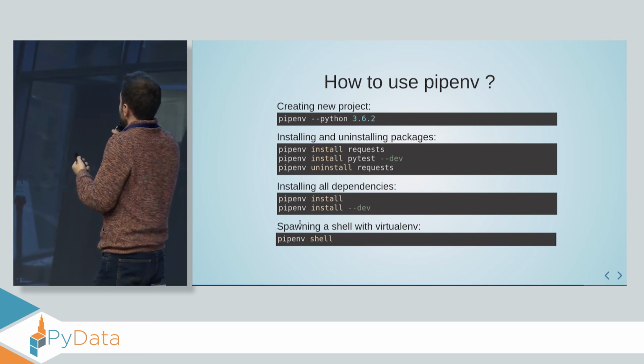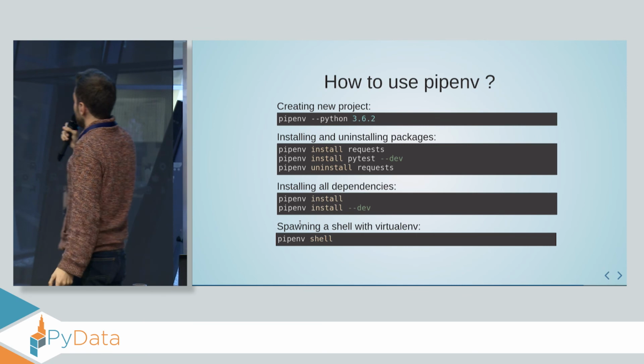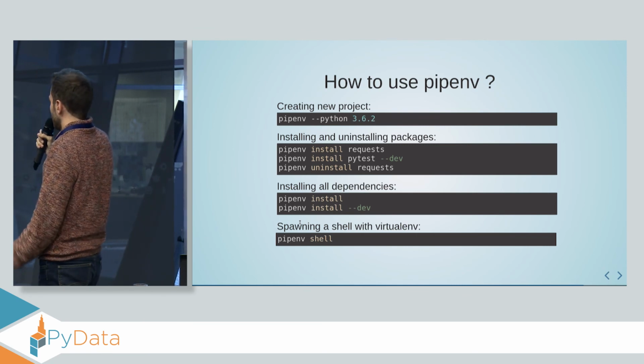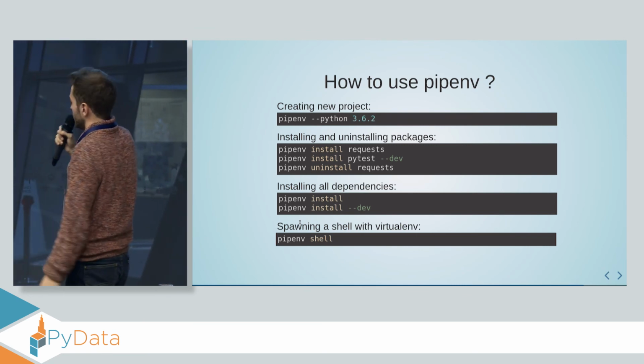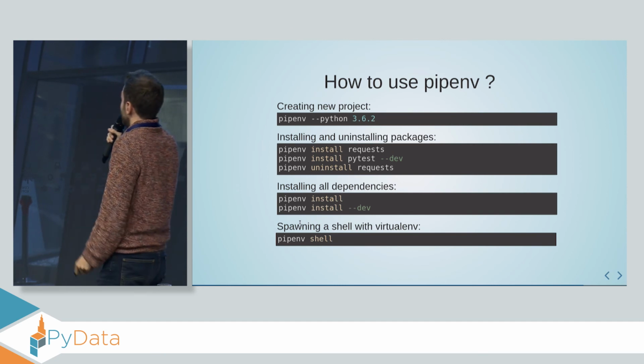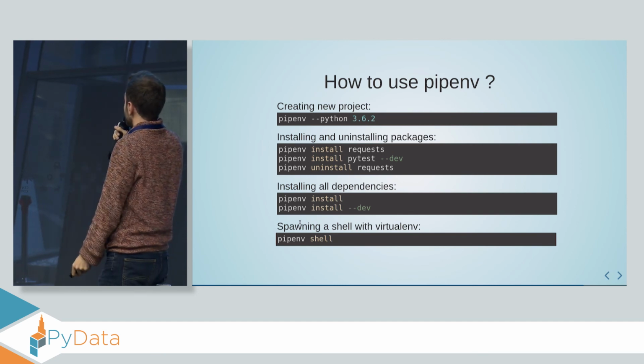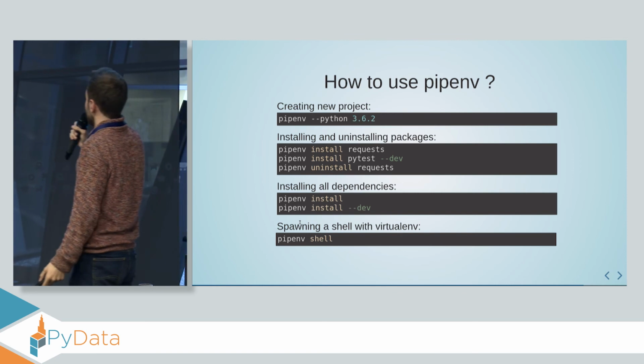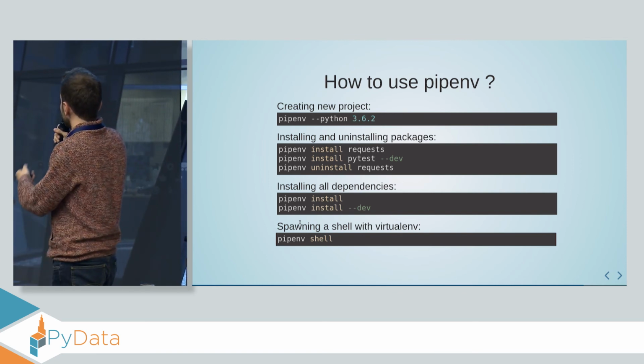And for installing all dependencies, we have the pipenv install command. It will install all dependencies from your lock file, excluding the dev packages. But if we add the --dev flag, it will install all dependencies. And for spawning a shell with the virtualenv, we have the pipenv shell command.